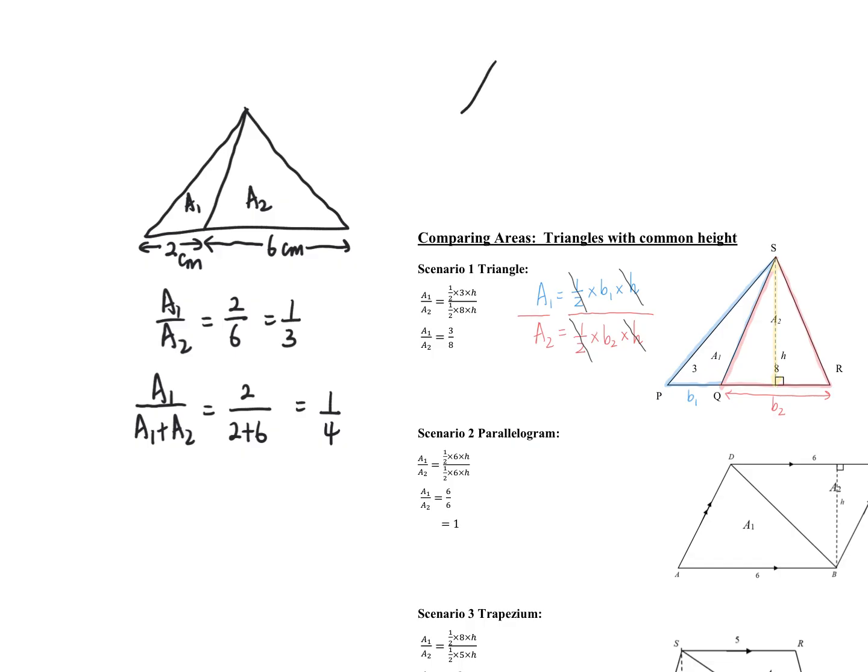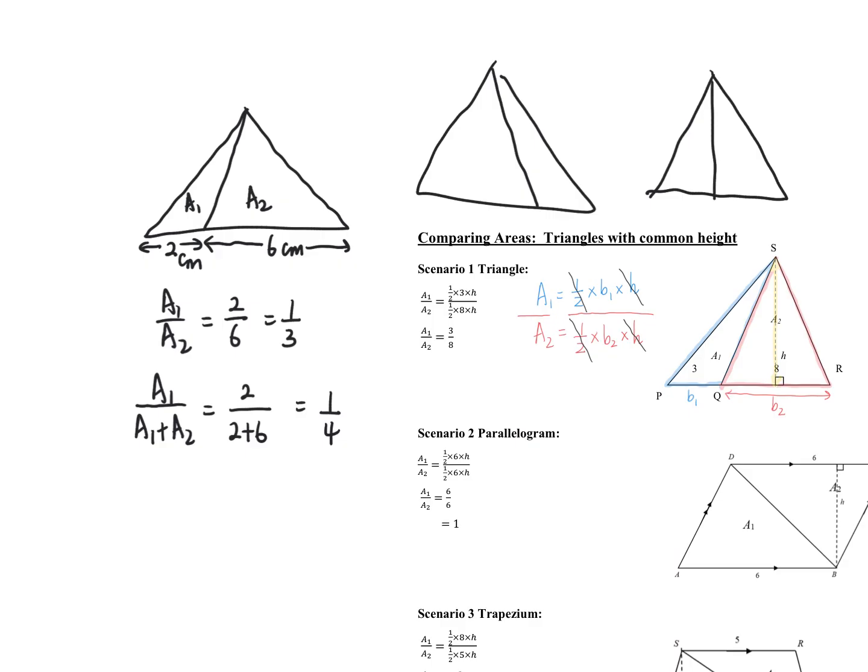So no matter how you split it, you split it right in the middle, no matter what, you will compare their base. So this is B1, B2, B1, B2. All you need to tell me is what is the ratio of their base. It's the same as the ratio of their area of triangle. So this is one scenario.